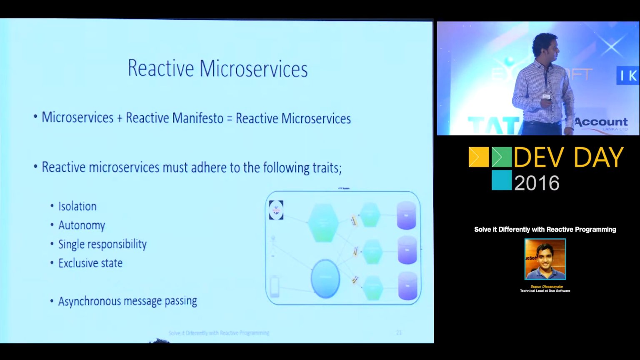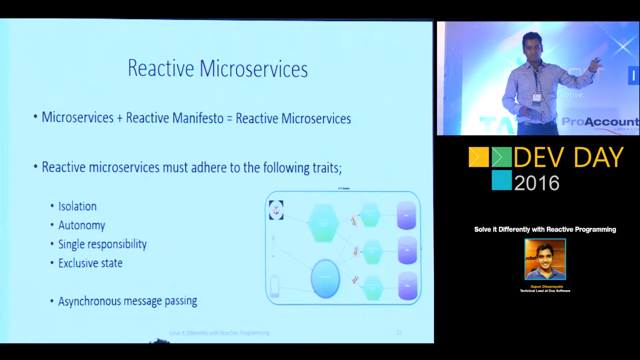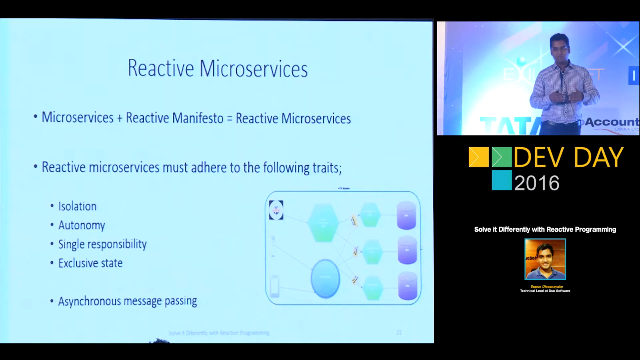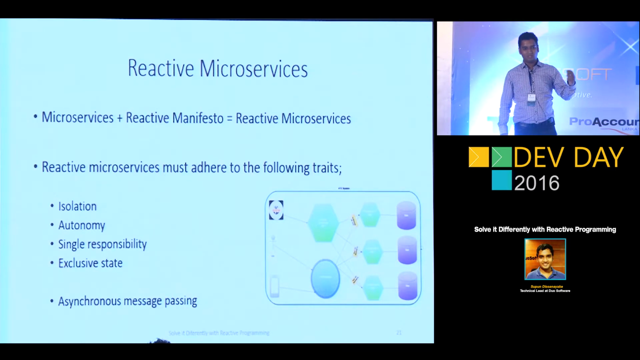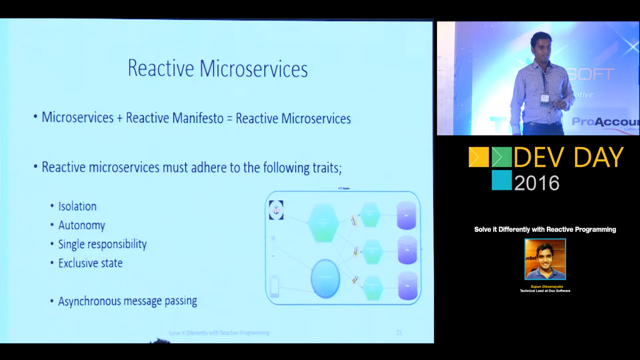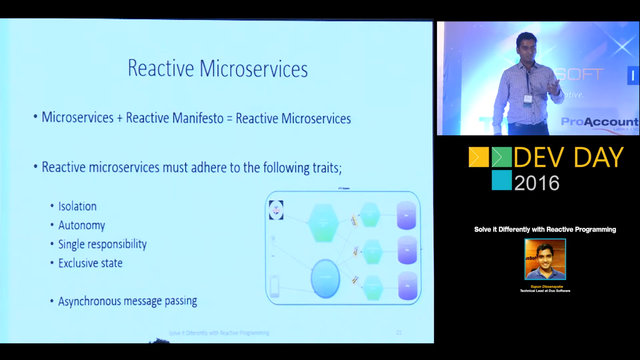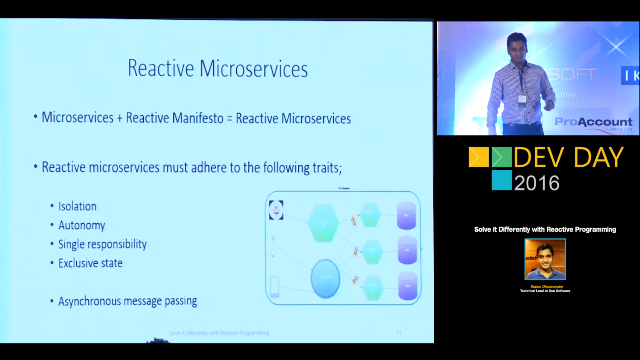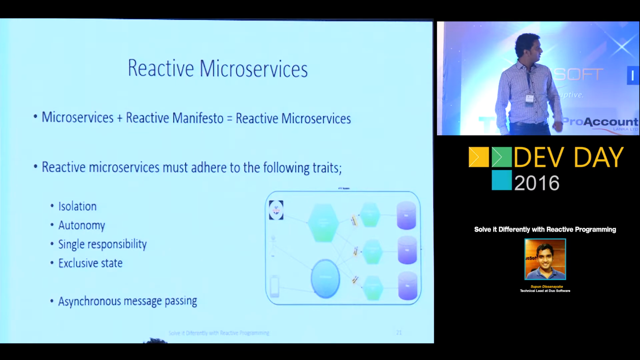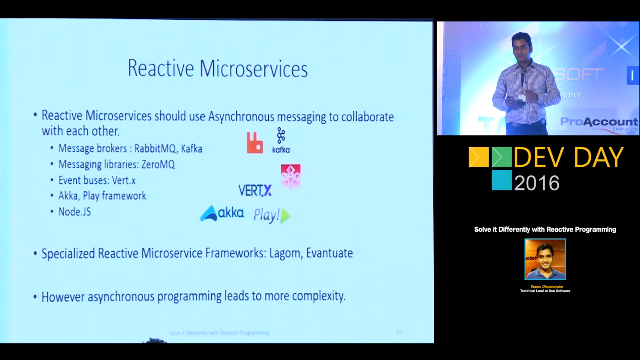asynchronous message passing. Reactive microservices should also meet these requirements: the functionality should be isolated from each other, and it should be autonomous, so whenever one crashes, it shouldn't impact the whole system. It should have a single responsibility, so the functionality shouldn't be duplicated, and the state also shouldn't be duplicated; it should have a separate database to keep its state, and so on. These characteristics are already there in the traditional microservice architecture, but what differentiates it is the asynchronous message passing.